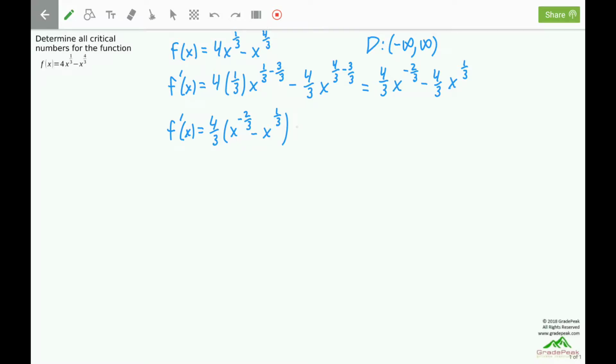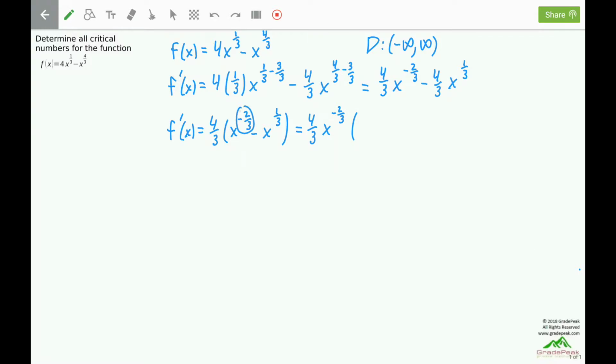We can now factor out a power of x. We always factor out the lower of the powers. There is a positive 1/3 and a negative 2/3. The negative 2/3 is the lower power. When we factor, we're dividing, and dividing means subtraction of exponents. So when we factor out an x to the negative 2/3, we're subtracting a negative 2/3, which is adding 2/3 to each of the powers inside.